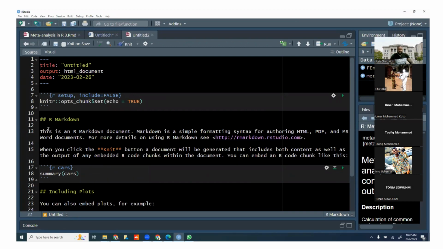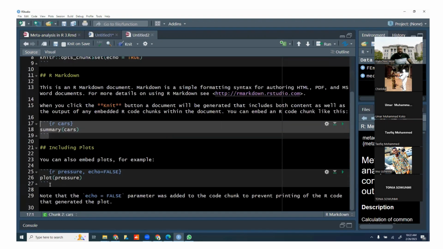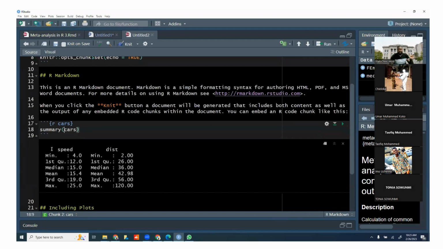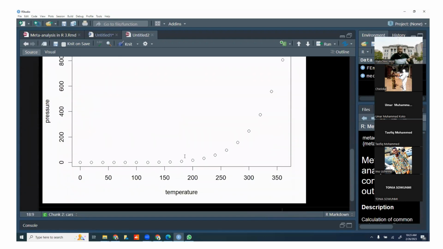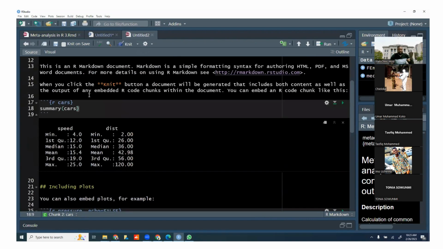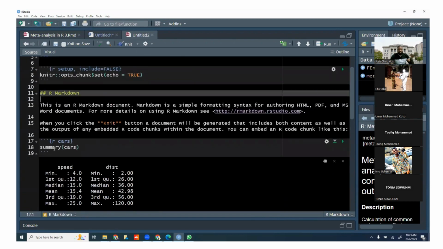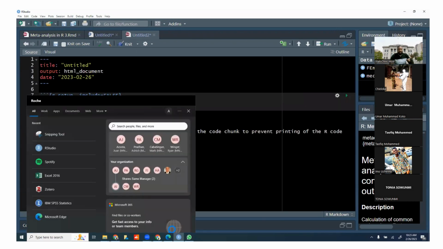So there are explanations about what an R Markdown is, and this is an example of a code chunk. Again, multiple examples, but this CARS is a data set that comes with R. So if you run this, you will see something. It will give you the summary, right? And you can plot if you run this, okay? But since we're not interested in that, we'll typically just delete all of this, right?